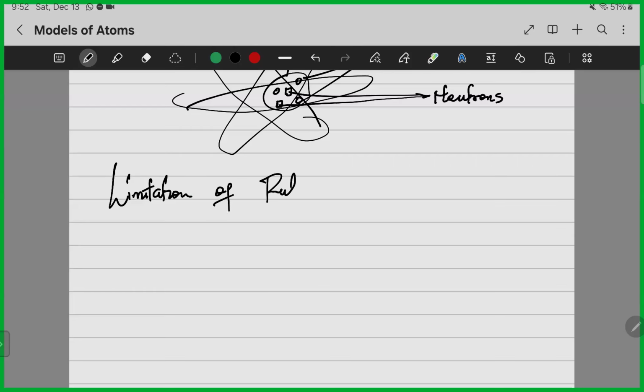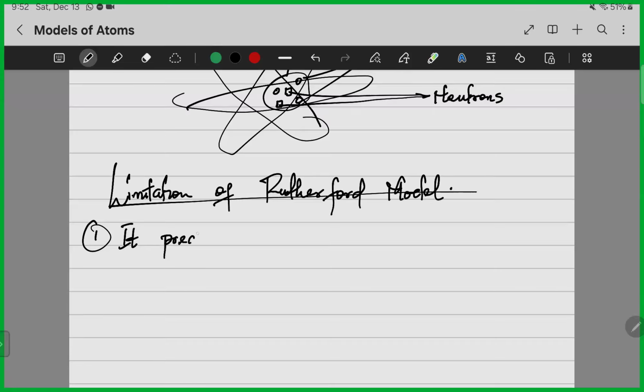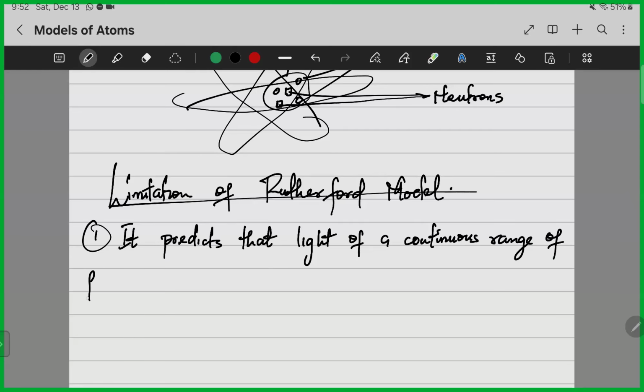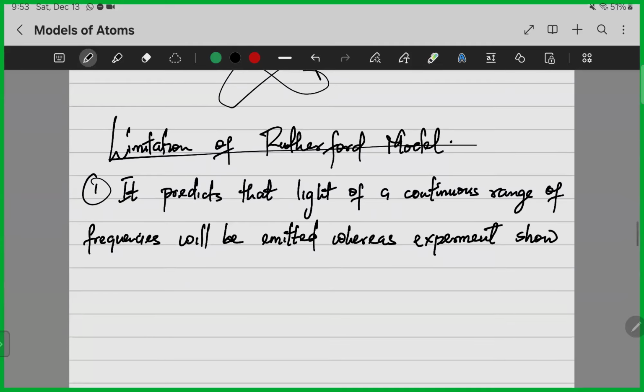We now come to the limitation of the Rutherford model. Number one, it predicts that light of a continuous range of frequencies will be emitted, whereas experiments show line spectra instead of continuous spectra.